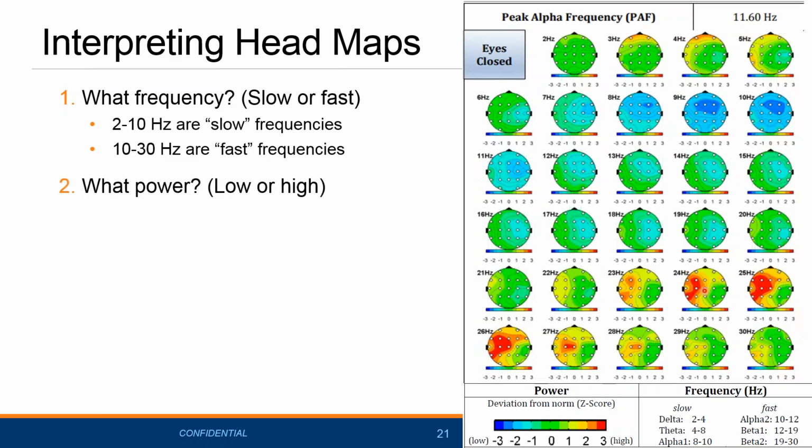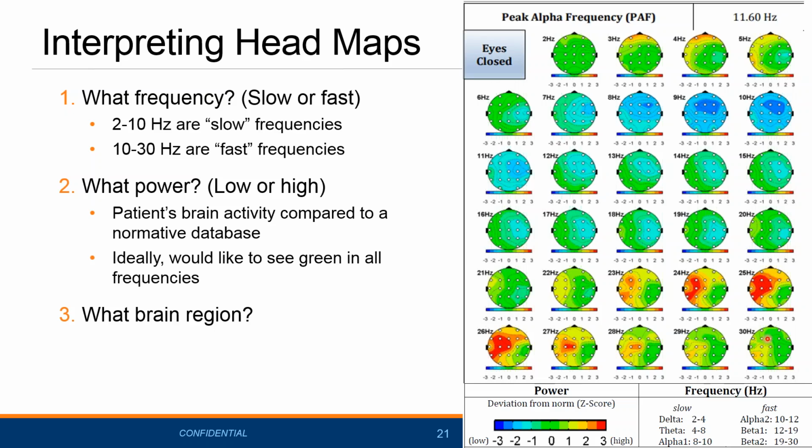Now we also care about what power. Are we producing too much of this frequency or too little of this frequency? Remember, our power is using the rainbow. So blue is low power, red is high power. Now, remember, it's comparing the patient's brain to a normative database, so ideally we would like to see green in all of our frequencies. That means our patient is right on the money compared to our normative database.